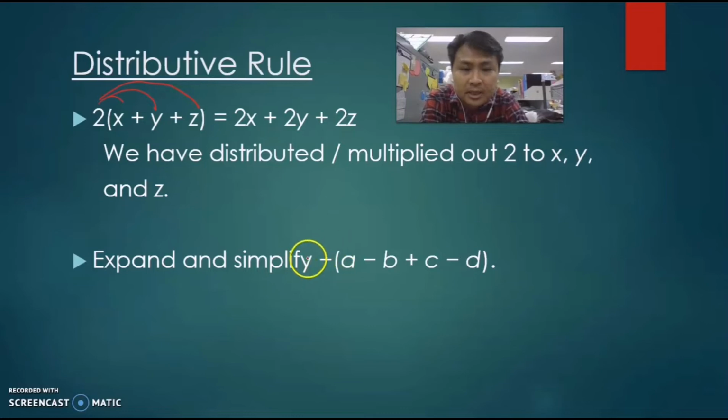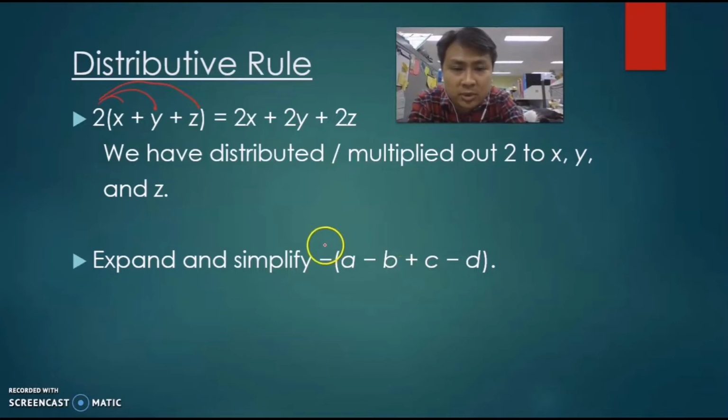Let's take a look at another example. Now let's look at this: negative, open bracket, a minus b plus c minus d, close bracket. If we want to apply distributive rule, we need to know what is the value in front of the bracket. When there's no number in front of a bracket, it means that it's a value of 1. So eventually you are actually multiplying negative 1 to a, negative 1 to negative b, negative 1 to c, and negative 1 to negative d. Let's look at how to do it. Let's say I want to expand it now.